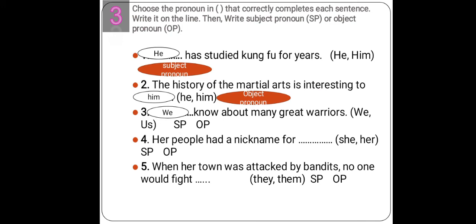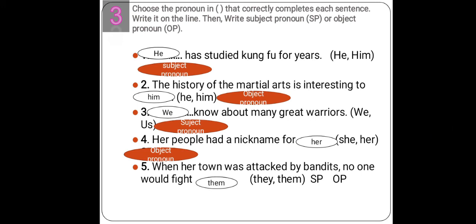We know about many great warriors. It's subject pronoun. Her people had a nickname for her. When her town was attacked by bandits, no one would fight them. Right? Subject pronoun.